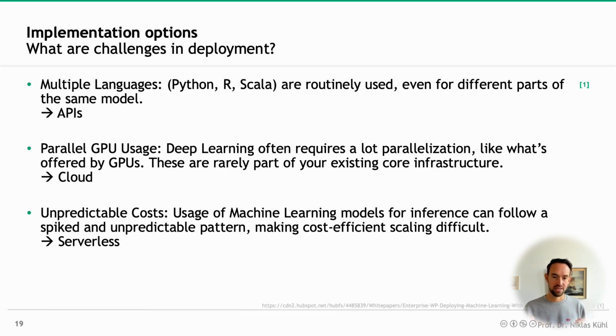And then finally, we don't know how much in advance this model will be utilized in many cases. So it can have some kind of spiked or unpredicted pattern in its usage, depending on whether we have one user per week or if we have 1 million users per week. So making this cost efficient and also making it scalable is difficult, but there's also a solution to that called serverless. And now let's dive deeper into that, and let's start with the APIs.